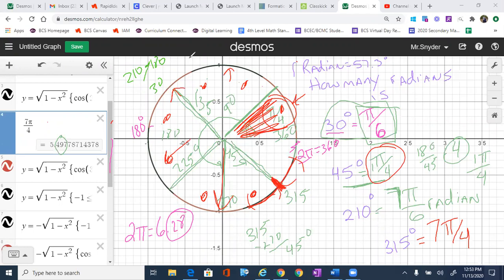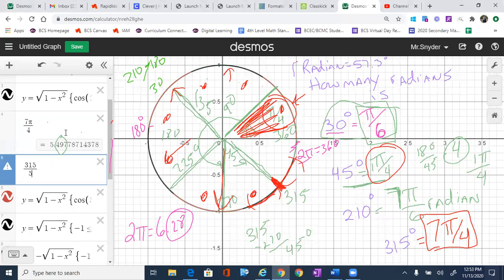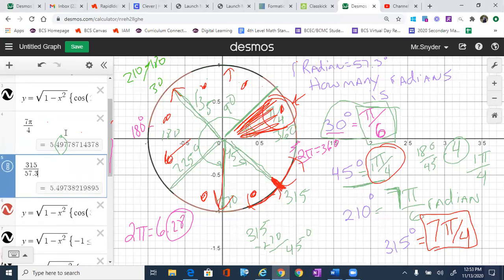The other thing we can do is change it to a decimal. 7 pi over 4 is the same thing as 5.49, but check it out. We know 1 radian is 57.3 degrees. So we can say, let's take 315 and divide it by 57.3 degrees. And notice what happens. We get 5.497 radians, which is exactly the same as what we have with the fractions of a circle.